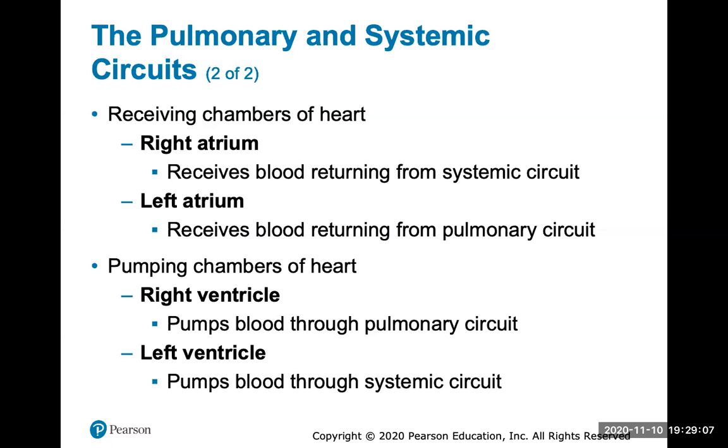So here are the receiving chambers of the heart. The right atrium receives blood returning from the systemic circuit. Left atrium receives blood returning from the pulmonary circuit. And then the ventricles are the pumping chambers of the heart on the bottom. The right ventricle pumps the blood through the pulmonary circuit, and the left ventricle pumps the blood through the systemic circuit.